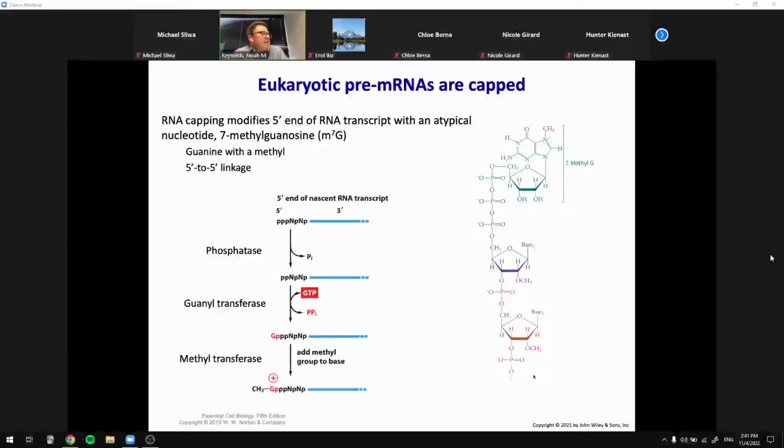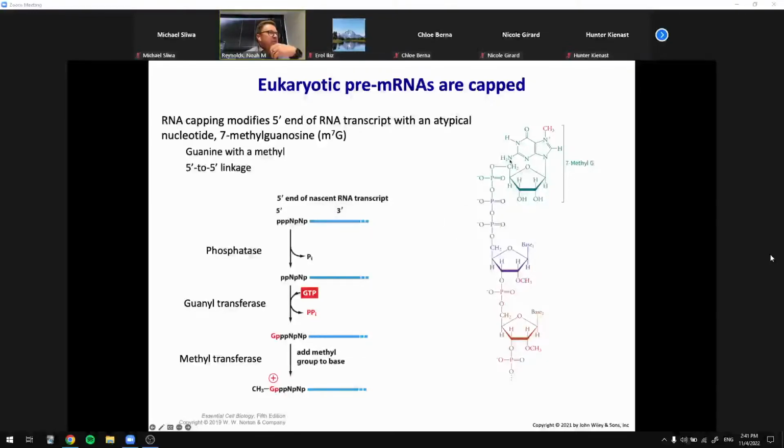Right, and the cap is a strange nucleotide. It's 7-methylguanosine. And so we have guanosine with a methyl group added. And then we get this weird 5' to 5' linkage. And so remember, at the end of our transcript, we should have a triphosphate. The first thing that happens is a phosphatase comes along and takes off one of those phosphates. And then we get a guanylyl transferase that makes that 5' to 5' linkage.